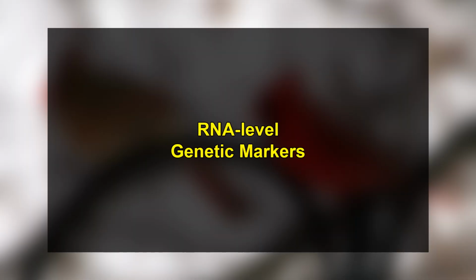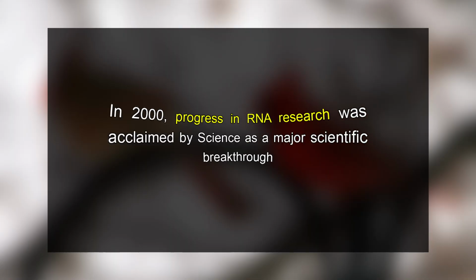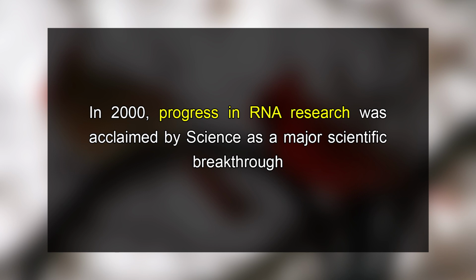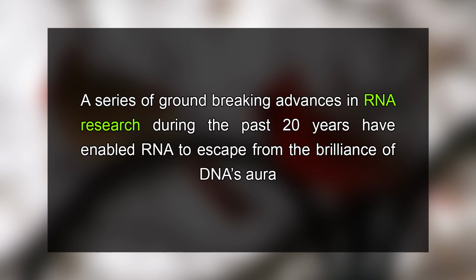Dear students, let's now talk about the RNA level genetic markers. Apart from DNA level genetic markers, RNA level genetic markers have also become a new type of marker and research hotspot in forensic genetics. In 2000, progress in RNA research was acclaimed by Science as a major scientific breakthrough. A series of groundbreaking advances in RNA research during the past 20 years have enabled RNA to escape from the brilliance of DNA's aura. This has changed RNA from the supporting role to the leading role and has made RNA a new challenge to DNA's central position.